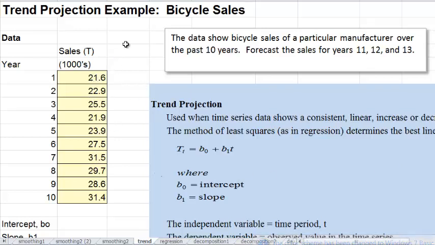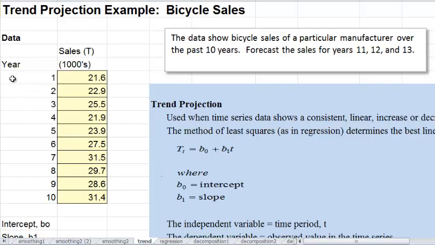In this example, we learn how to make forecasts for time series data that have some kind of trend. Here we have bicycle sales data for 10 years, and we would like to predict the sales for the next couple of years. First, let's plot the data to see if there is an upward or downward trend in the sales. So we'll create a scatter chart with two variables, year and sales.